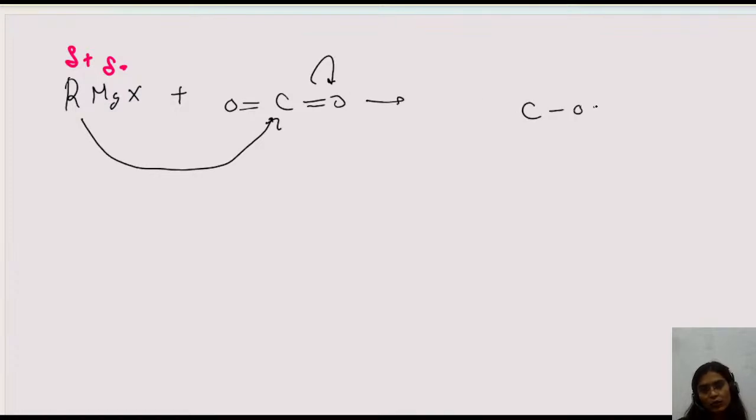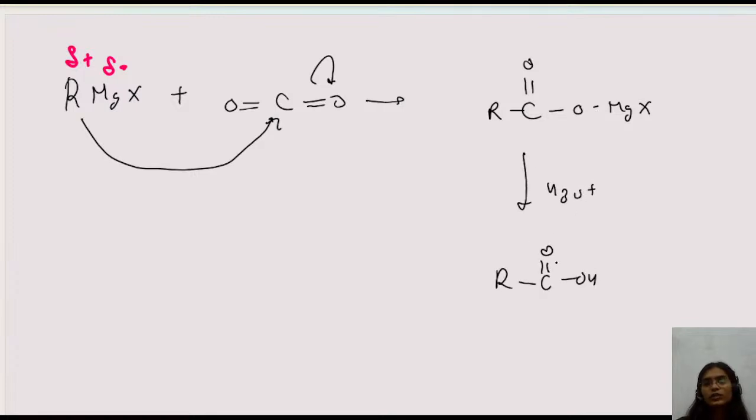So this is a CO negative, and the double bond will remain the same, and the R group is simply connected here. Since this is negatively charged, the MgX part is also connected here, and then you have to undergo hydrolysis, and then we end up with the CO which is there. So this conversion is important if you want one extra carbon.